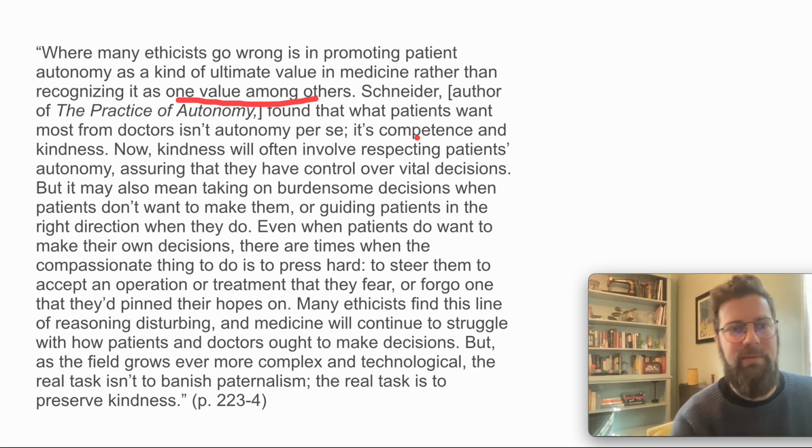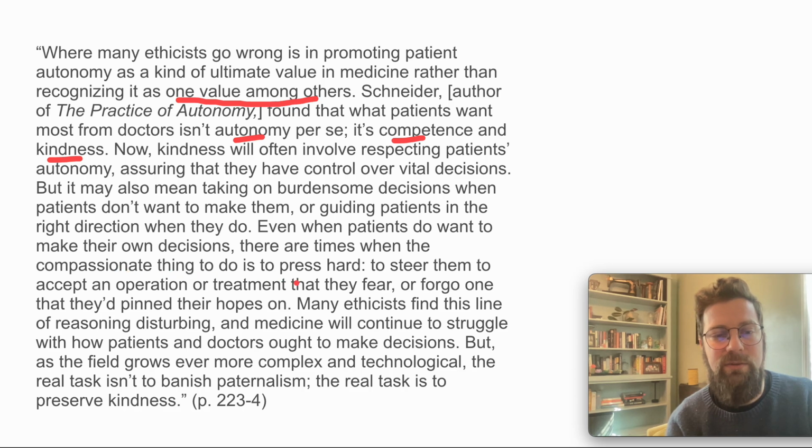Schneider, the author of a book called The Practice of Autonomy, found that what patients want from doctors isn't autonomy per se. What they want from their doctors is competence and kindness. Now, kindness will often involve respecting patients' autonomy, assuring that they have control over vital decisions. But it may also mean taking on burdensome decisions when patients don't want to make them, or guiding patients in the right direction when they do. And even when patients do want to make their own decisions, there are times when the compassionate thing to do is press hard, to steer them to accept an operation or treatment that they fear, or forego one that they'd pin their hopes on.